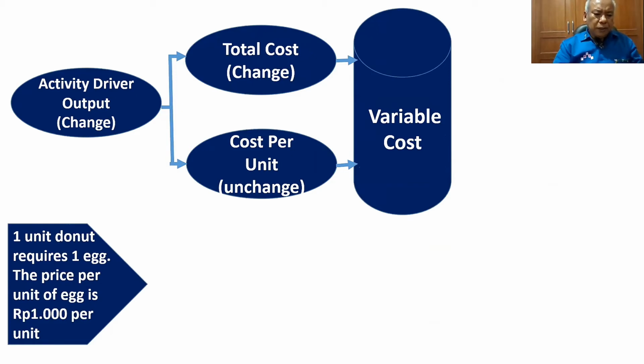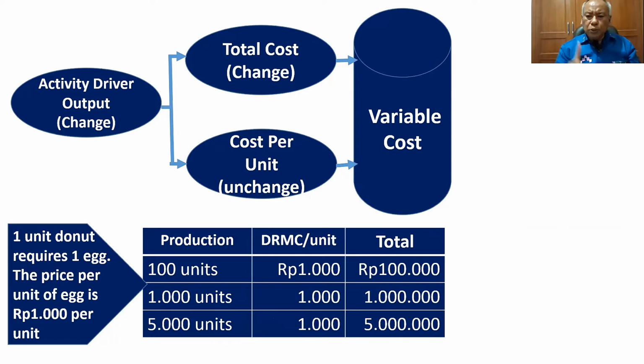For example, 1 unit of donut requires 1 egg, and the price per egg is 1,000. So to produce 1 unit of donut, the raw material cost is 1,000. If we produce 100 units, what is the total raw material cost? It will be 100,000, so 100 units times 1,000.